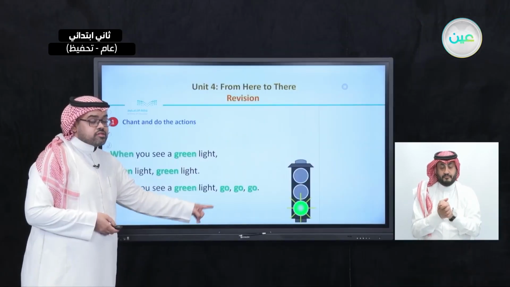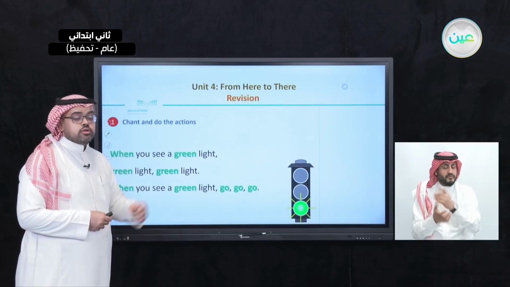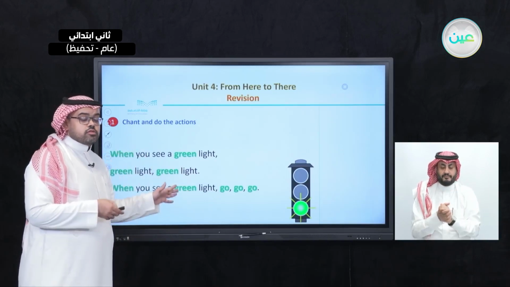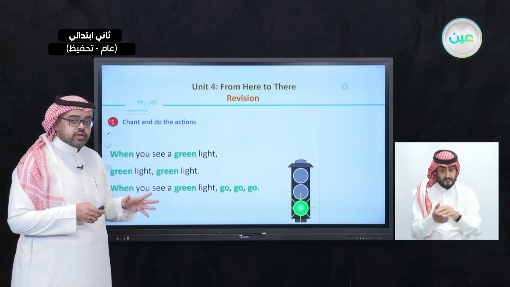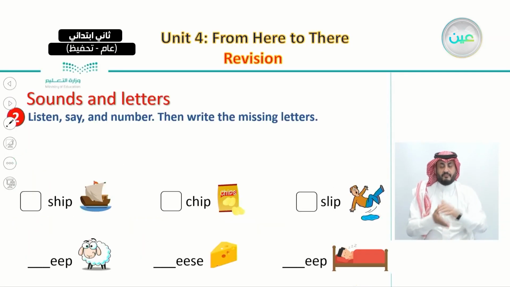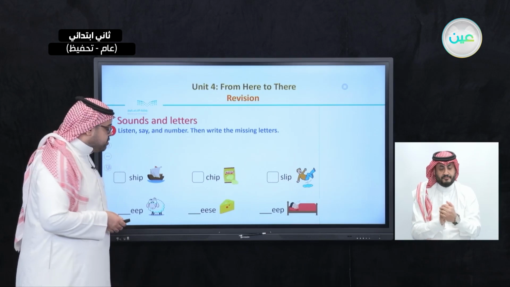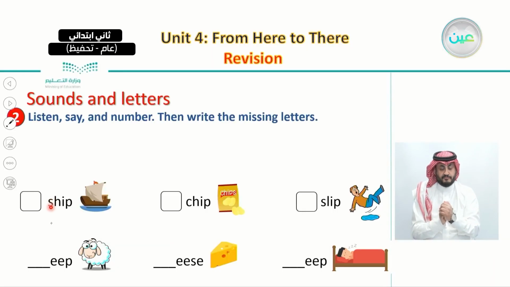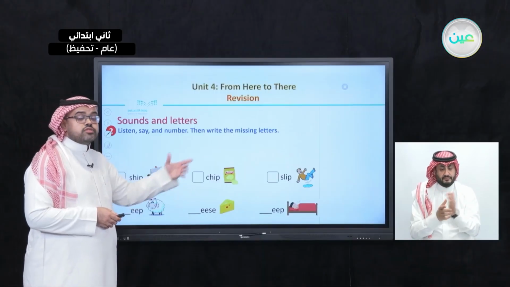And when we see this light, the action that we should do is to go. So this was a chant about the traffic light. And after this, we also had another exercise about sounds and letters. What we did with this exercise is that we listened, said, and numbered them, and we wrote the missing letters. As you can see here, sometimes we have these two sets of words pronounced as sh, and sometimes pronounced differently.